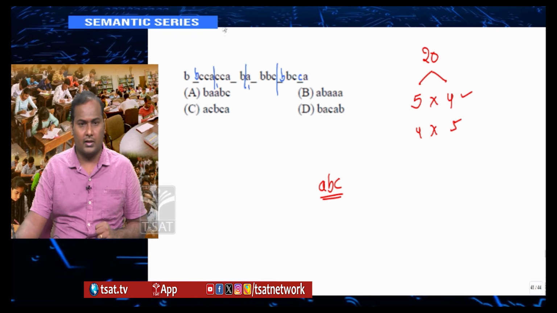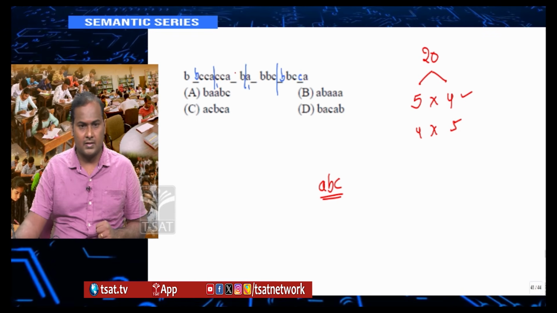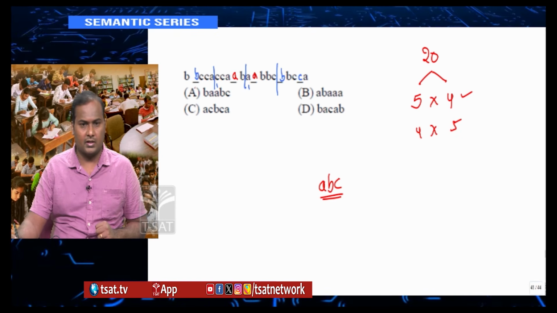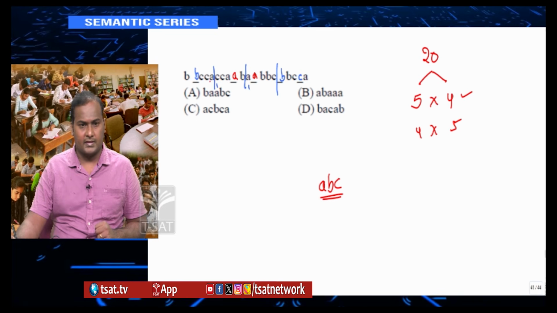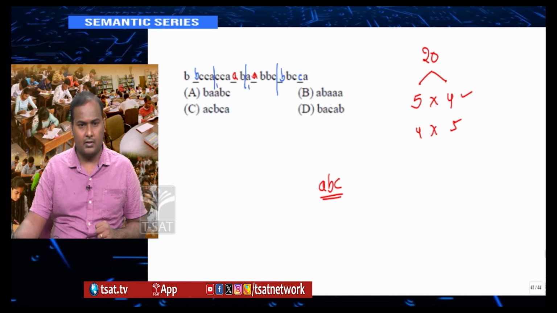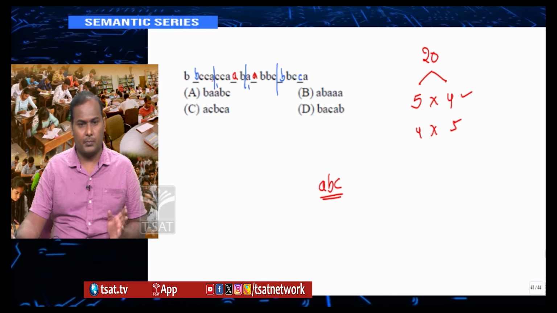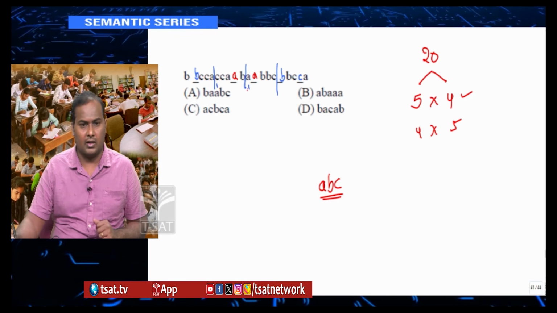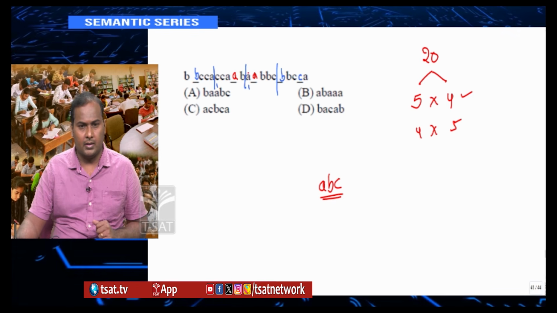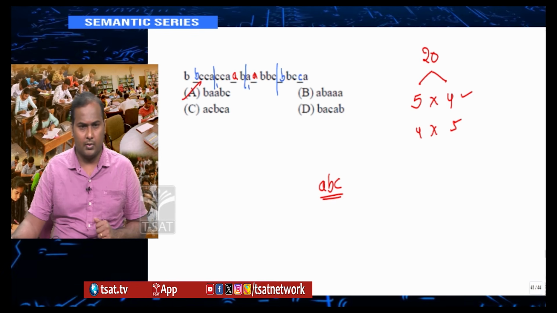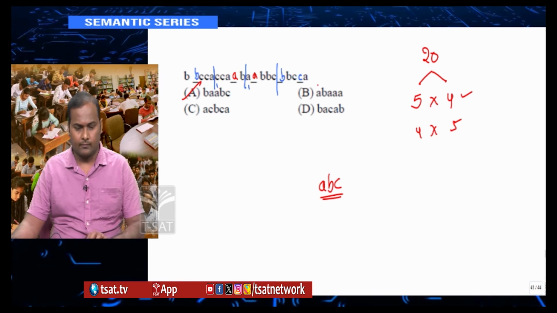So now you try to fill the middle ones, that is CC-AAB and AA-BBC. So now see the repetition here. The repetition is perfect. So now you go for the answer, that is BAA-BC. Option A, BAA-BC is the answer.